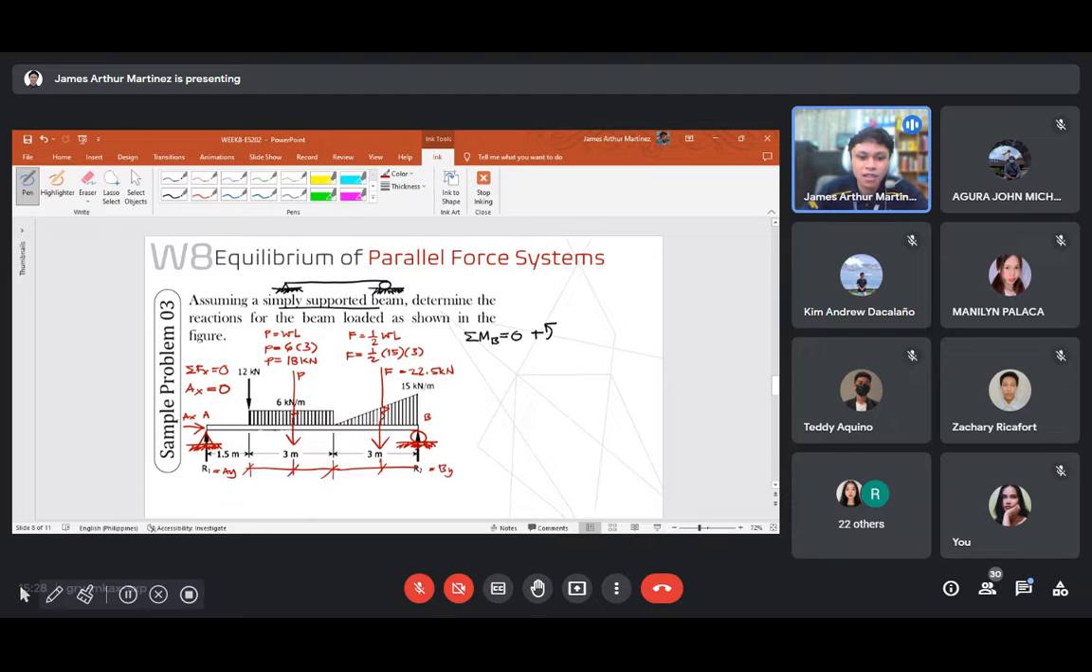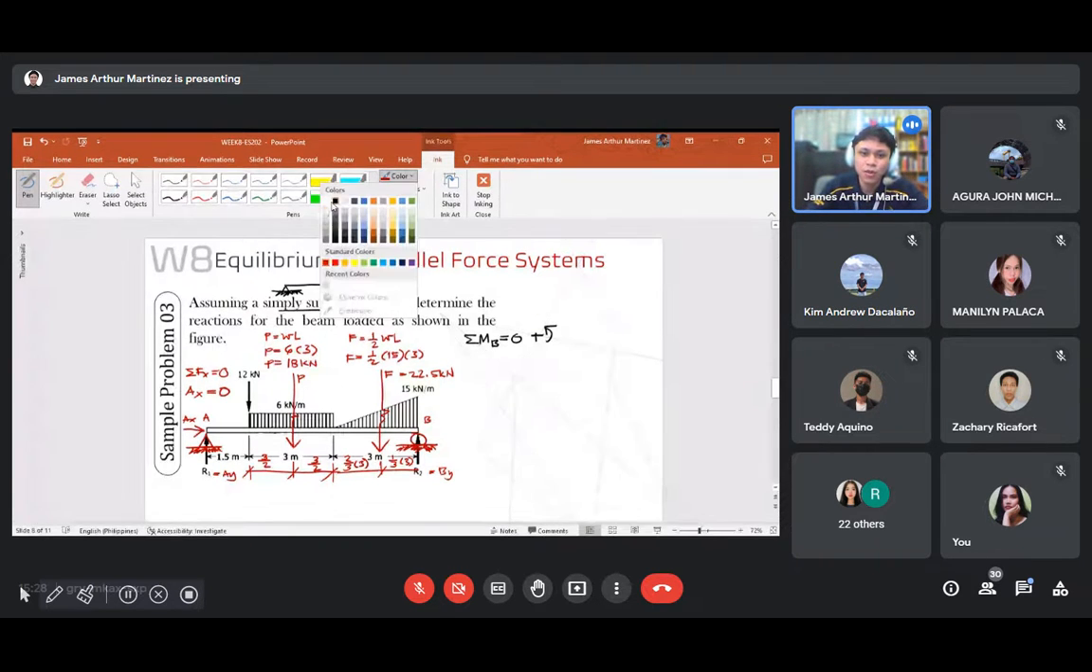So, for the uniformly distributed load, we just know that the centroid is at L over 2, right? So this is 3 over 2 and 3 over 2, or 1.5. For the triangle, this is 1/3 of 3 and 2/3 of 3. Okay? So we now have the distances or locations of our equivalent concentrated loads.